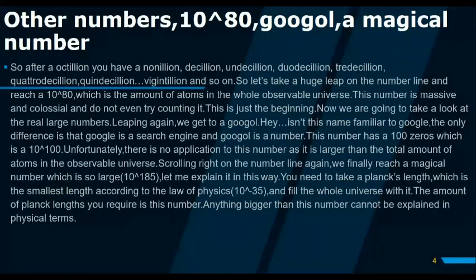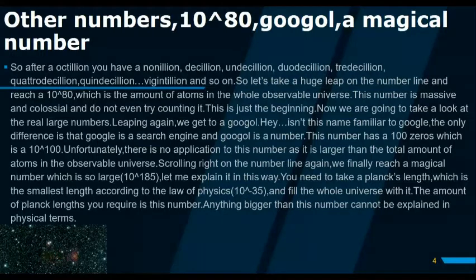So after the octillion, you have a nonillion, decillion, undecillion, duodecillion, tredecillion, quattuordecillion, quindecillion, and so on, vigintillion, and again so on. So let's take a huge leap on the number line and reach 10 to the power of 80, which is the amount of atoms in the whole observable universe. This number is massive and colossal, and do not even try counting it. This is just the beginning.